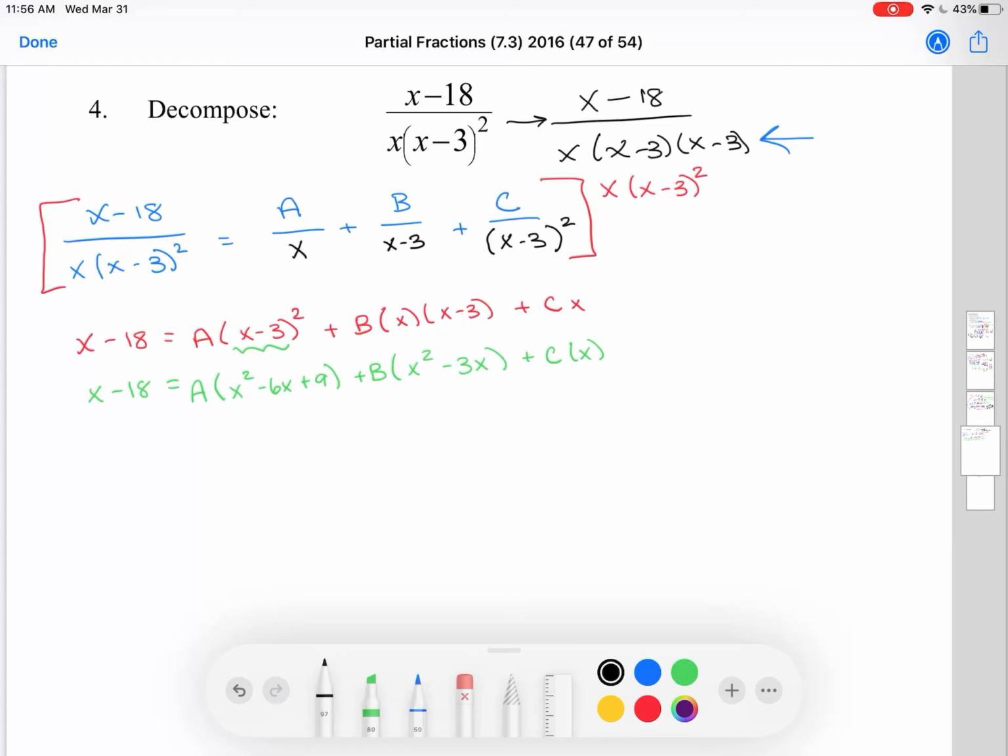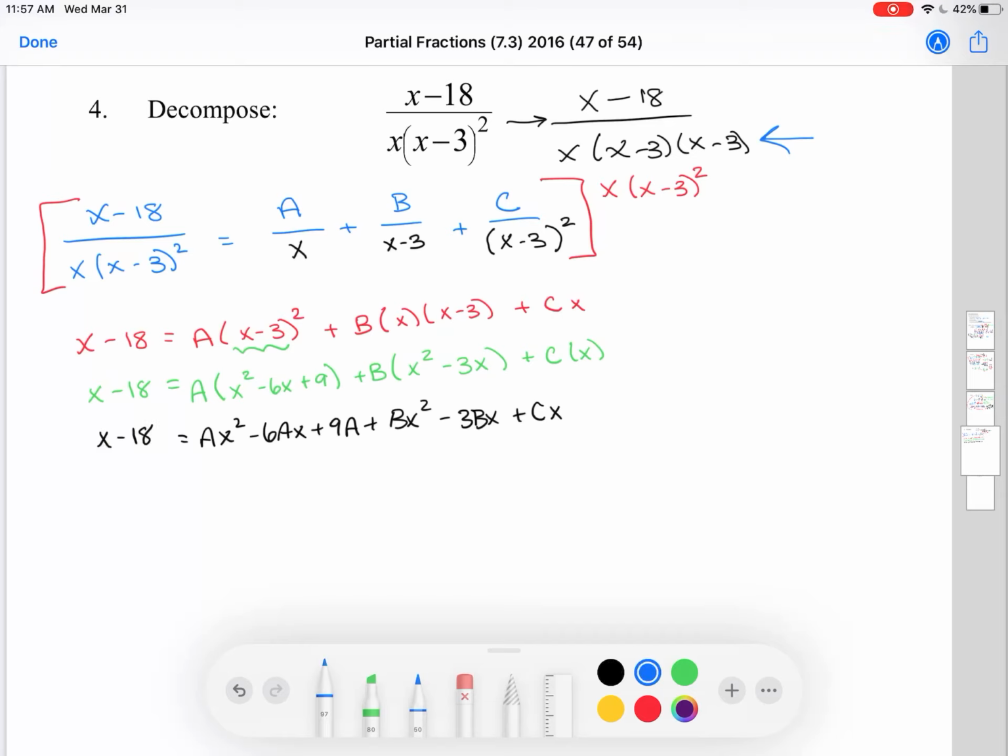All right. So now I'm going to distribute all those letters in. We got ax squared minus 6ax plus 9a plus bx squared minus 3bx plus cx.